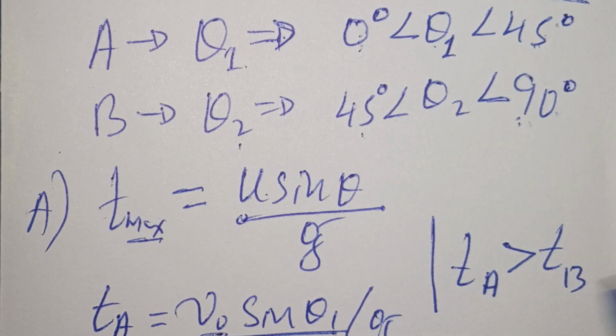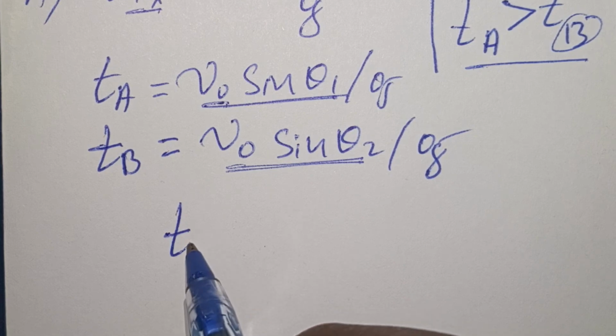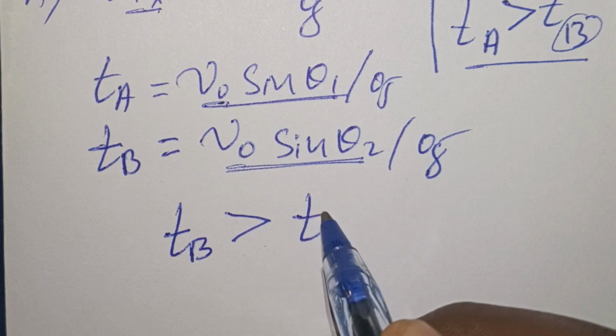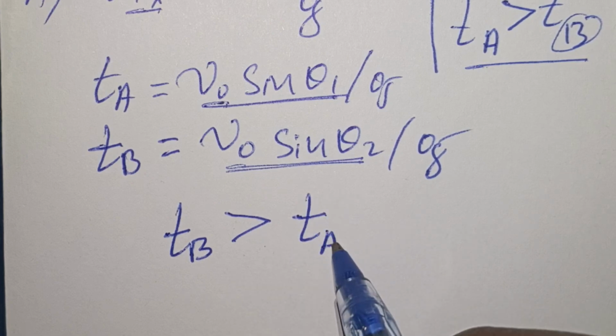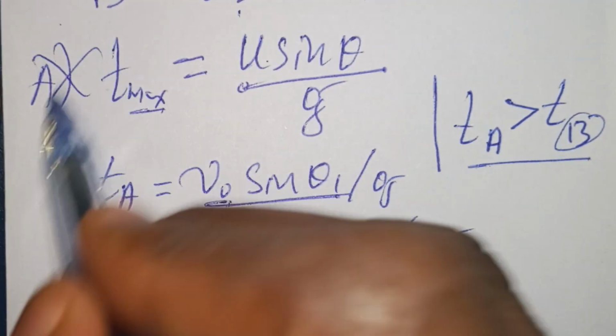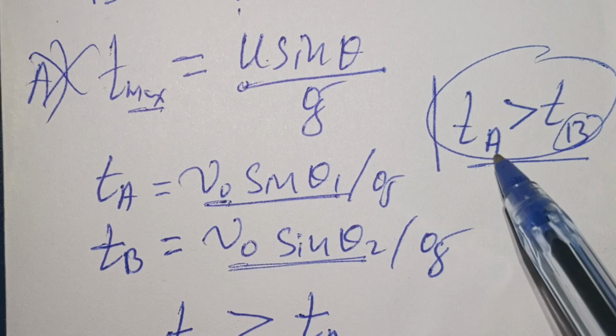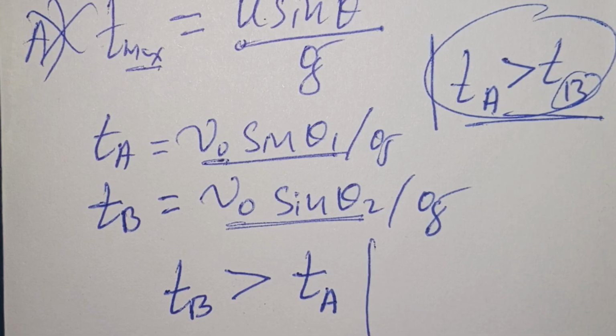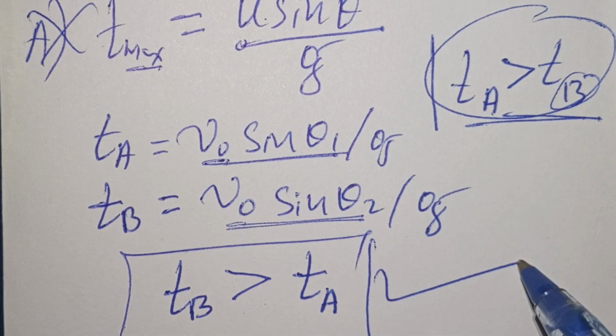So this means that the time taken to reach the maximum height for ball B is greater than the time taken for the first ball A to reach its maximum height. So this alternative is completely wrong, which says T of A is greater than T of B, but T of B is greater than T of A. So alternative A is not correct. So alternative B says that the range of ball A is smaller than its maximum height.